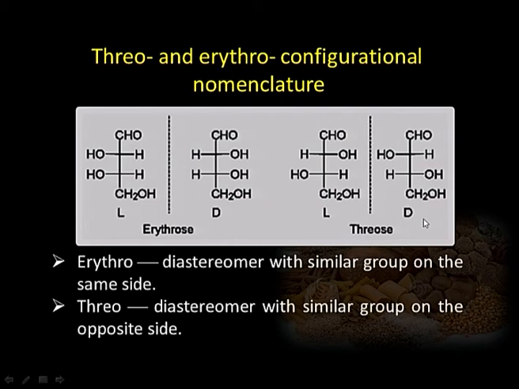And based on this, the system of assigning the configuration to other compounds was derived like this: any diastereoisomer with similar groups on the same side will be called an erythroisomer, and a diastereoisomer with similar groups on the opposite side will be called a threoisomer. From here, this nomenclature is used for other compounds.